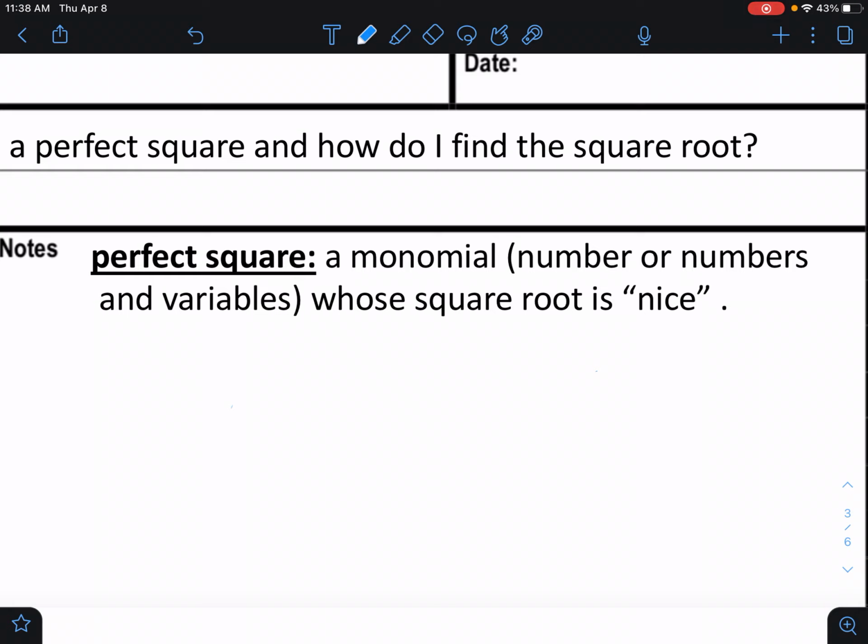Okay, so an example of a perfect square is 16. The reason for that is because 4 times 4, or 4 squared, gives me 16. But another way that's kind of in this definition is that the square root of 16 is 4. Okay, so this is a nice number, and that tells us that this is a perfect square.